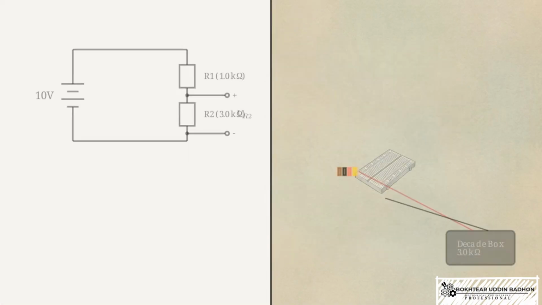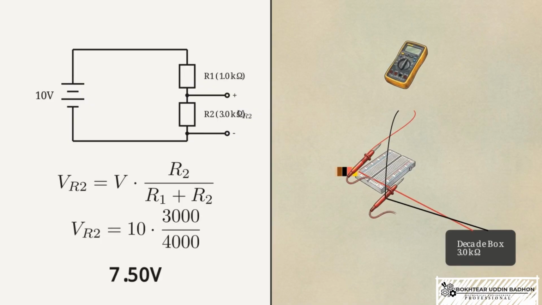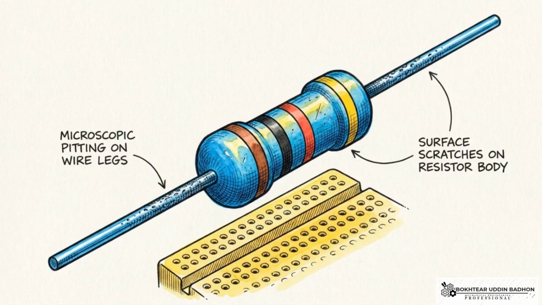This split-screen comparison shows a standard voltage divider. On the left, our theoretical calculation yields exactly 7.50 volts. But on the right, the physical breadboard setup returns a reading of 7.52 volts. Mastering diagnostic analysis means treating the math as a baseline, not a guarantee. You have to anticipate the inherent physical flaws baked into both the circuit components and the measurement tools themselves.